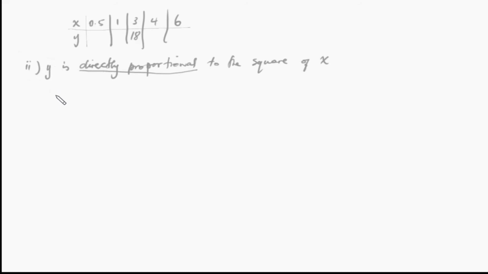Now, what does it mean? It means that y is directly proportional to x squared, the square of x. If it's directly proportional, we don't put 1 over, we don't put the reciprocal here. Now, what does this mean? This means that y is equal to kx squared.